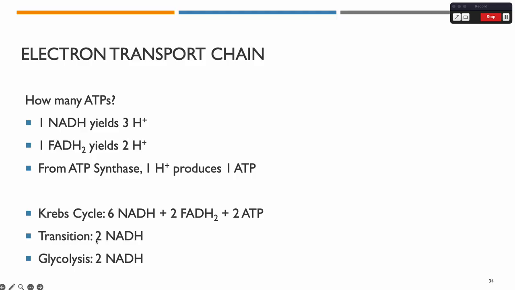Transition, there were, remember, 2 NADHs created when we went from pyruvate to acetyl-CoA. So again, we'll get another 6 ATP here. And then glycolysis, remember, produced 2 NADHs as well. And so you'll get another 6 ATP, as well as the 2 ATP that were created at the end of that. And so if you add all those numbers up, you'll get 36 ATP made per glucose molecule.